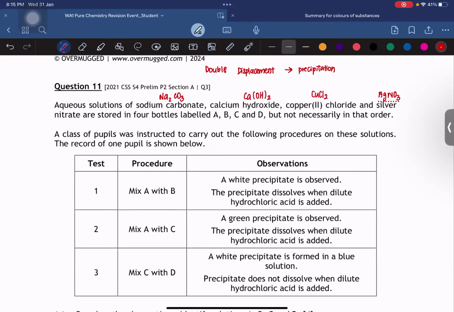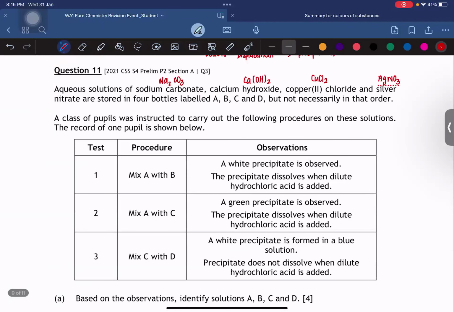Yeah? Now, first things first, they mix A with B. So for A with B, a white precipitate is observed. If you guys don't already know, most of your metal precipitates are white except transition metals. Transition metals tend to form colored compounds. Any other metal tends to form white compounds. Okay? So this white precipitate dissolves when dilute hydrochloric acid is added, which means this precipitate reacts with acid. What are the substances that react with acids?